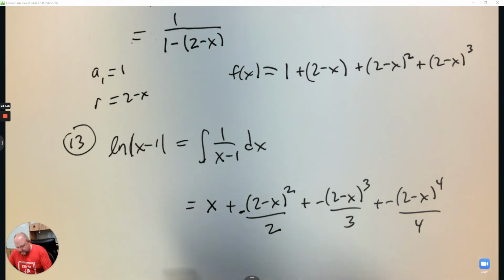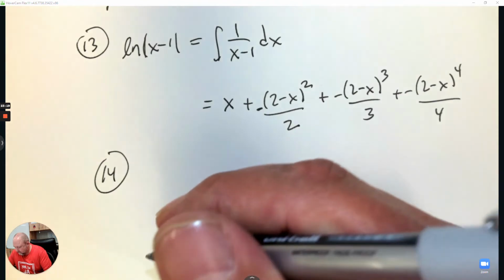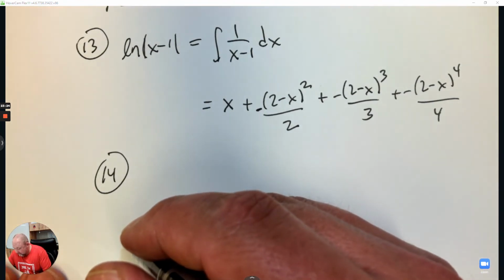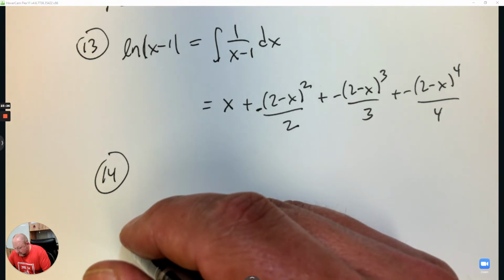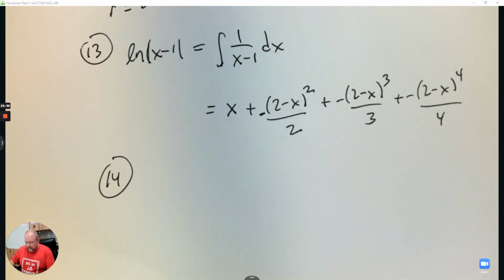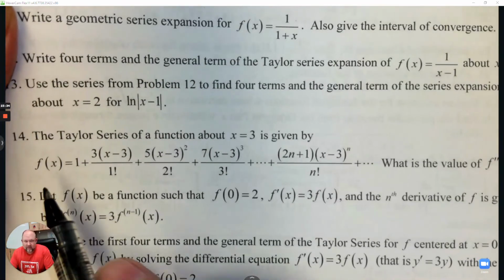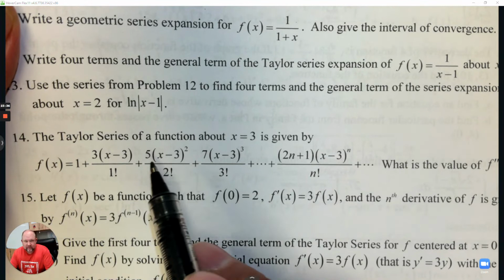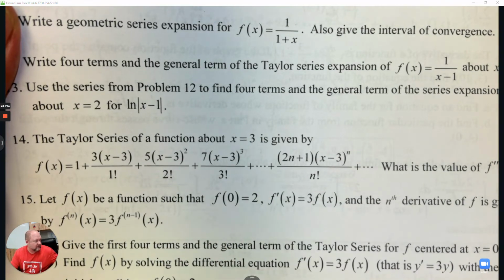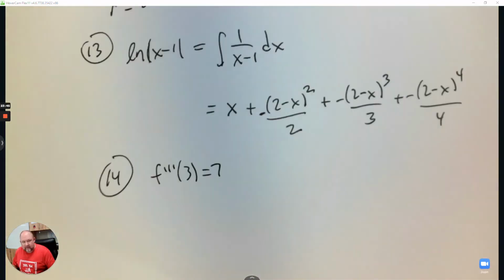Number 14. The Taylor series of function about x equals 3 is given. What is the value of the third derivative at 3? So I'm going to look at the third one. So that one, first derivative, second derivative, third derivative. So that means the answer is 7. Understanding the pattern.